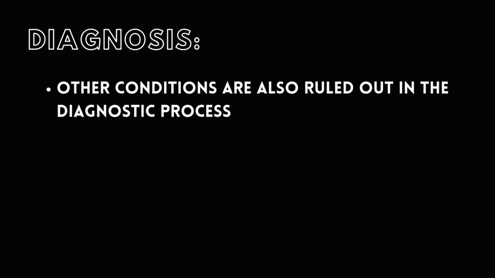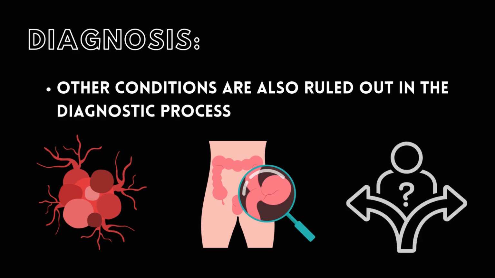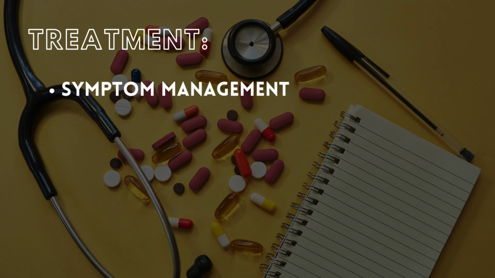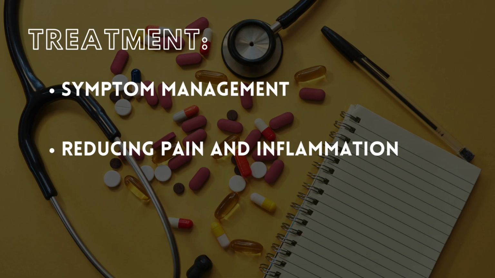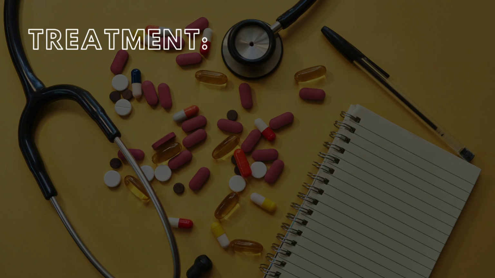Doctors will also rule out non-autoimmune diseases in the diagnostic process, such as cancers, intestinal blockages, and a multitude of other conditions. Since autoimmune diseases vary, so do the treatment options. The main goals in treating a patient with an autoimmune disease generally include symptom management, reducing pain and inflammation, and lifestyle modifications. Individuals with an autoimmune disease can live normal lives. As technology advances, so does the ability to diagnose and manage these disorders.